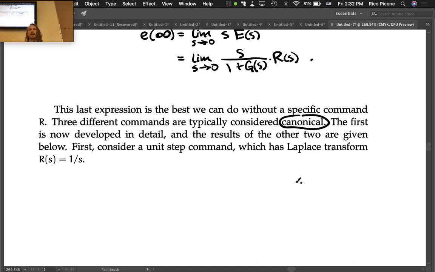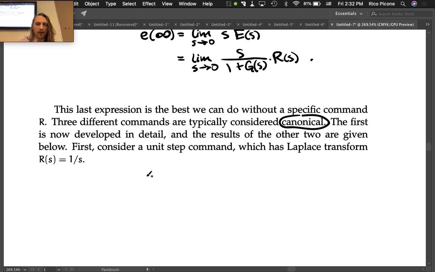So any sort of step change in your command is going to be well modeled by a step input. We'll use a unit step input, and if you look that up, that Laplace transform is a nice, easy one. It's just 1 over s. So that is what we'll use. We can just plug that guy right in there.